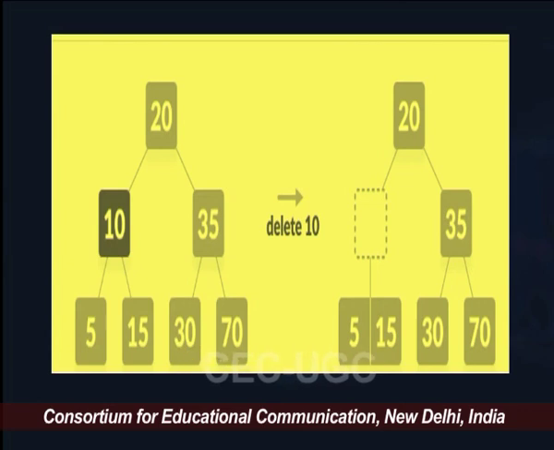Let us try to see this case 3 with the help of an example. Here we have a tree, and the tree is very small. The root node is 20, to the left it is 10, to the right it is 35. At the next level, to the left of 10 we have 5, to the right we have 15, 30 on the left of 35 and 70 on the right of 35. And what is the task? The task is to delete 10.